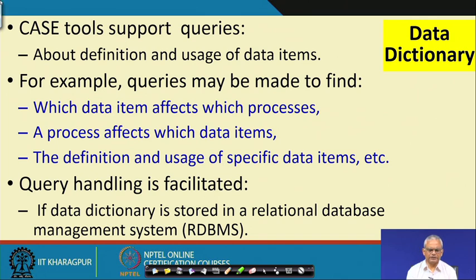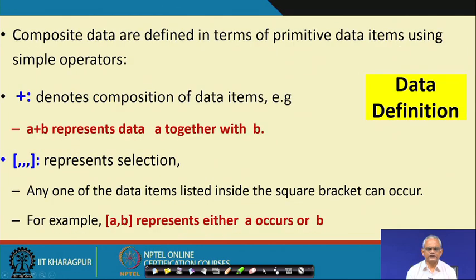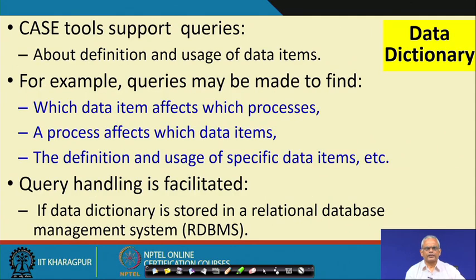The CASE tools, we will see, can also answer queries like which data item is affecting which processes, which data items a process will affect, where a specific data item is used, where it is assigned values, and so on. It becomes easy to answer this kind of question when these are maintained in an automated tool using a relational database system.